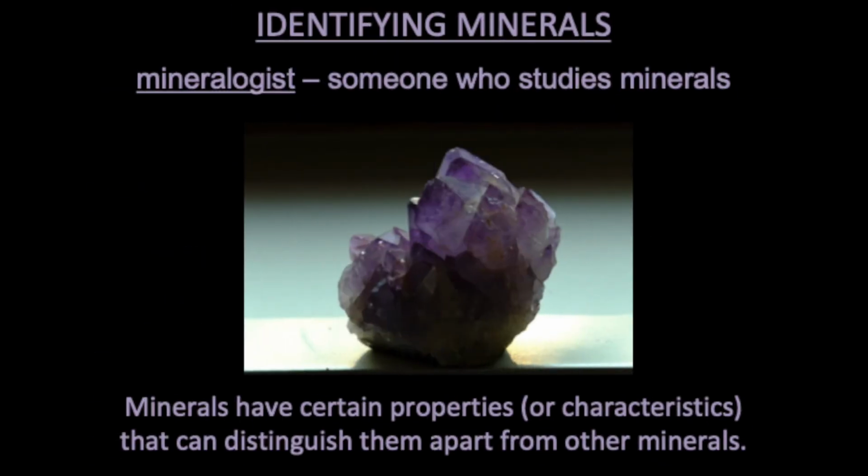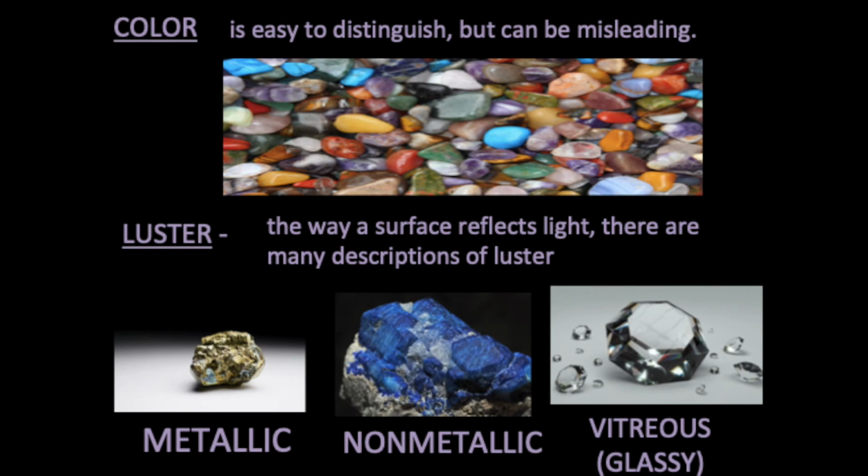There are people who actually study minerals, and they can identify different minerals based on the properties that these minerals display. We're going to take a look at these different properties. Okay, the first property is color, and this can be a little bit misleading, so we're going to take a look at a different type of test later on called a streak test. Also, there's luster, the way the surface reflects light.